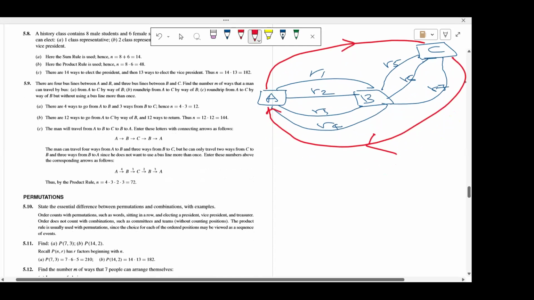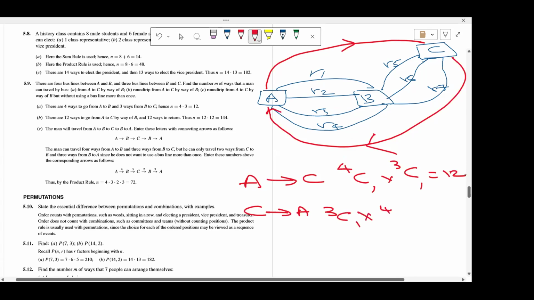Now they are asking how many ways we can do a round trip between A and C. How can we find out how many ways we can achieve it from A to C? If you want to complete the tour from A to C throughout B, how many possible ways? Here we have four ways, here we have three ways. So altogether 4C1 into 3C1, altogether 12 ways. Again, we need to find out C to A.